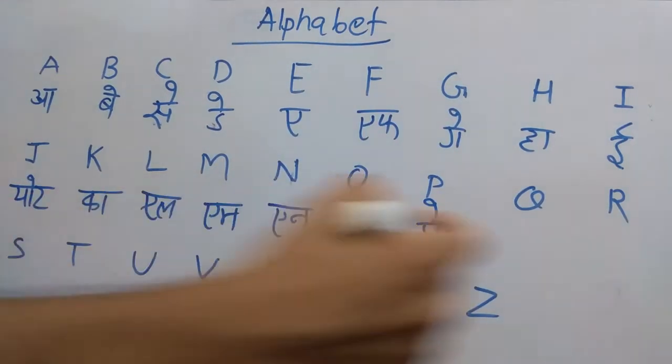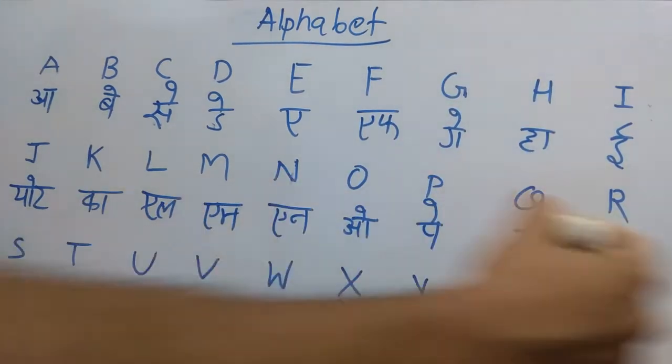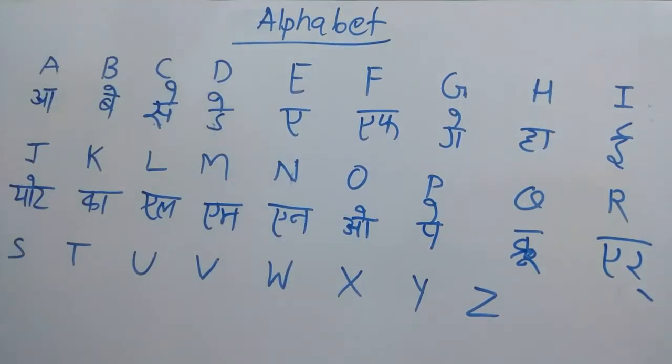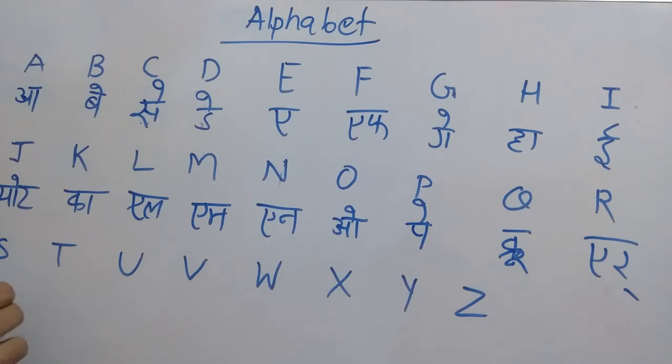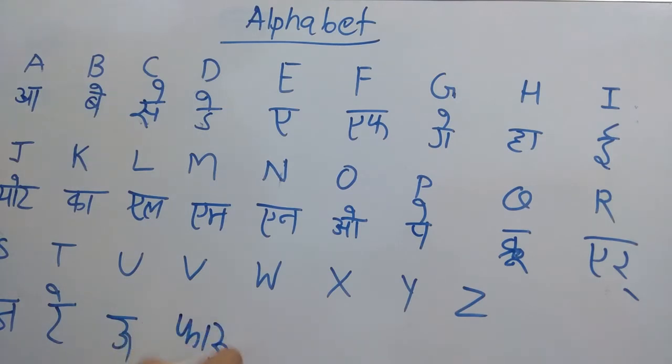Q. Q is crew. R. R pronunciation R. S. S pronunciation is edge. T. T pronunciation T. U, same as English U. V, also very different. V pronunciation V. W, V. X, also X.